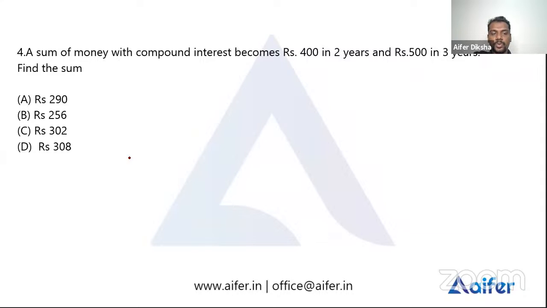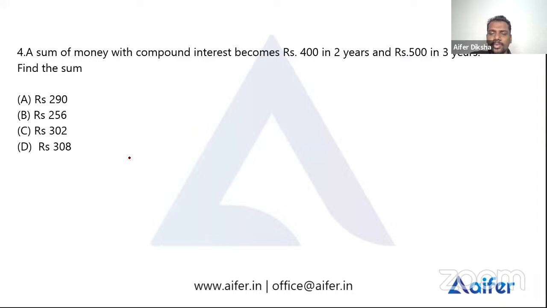Okay, we'll be doing the question. There are different ways you can do it. Even for 500 minus 400, we have 100, and you can find what percentage that is. From that you will get the rate of interest as 25%.